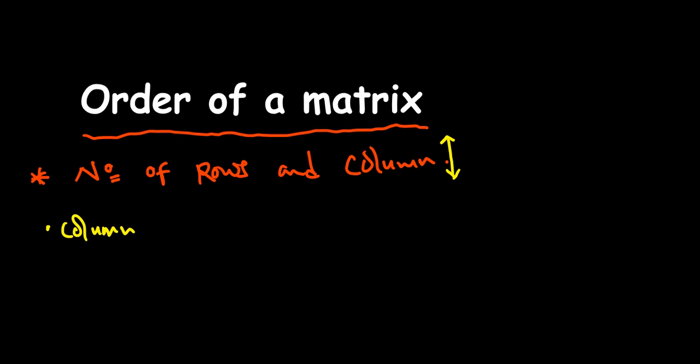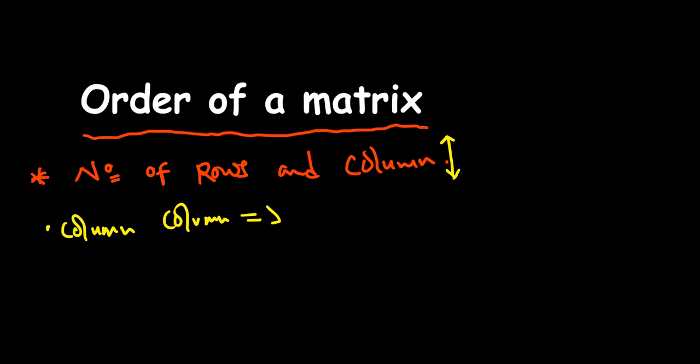Okay, so what is this column matrix? A column matrix is a matrix with only one column. It means only one column in that matrix. You can have any number of rows, but as long as the column is just one, we call that a column matrix.